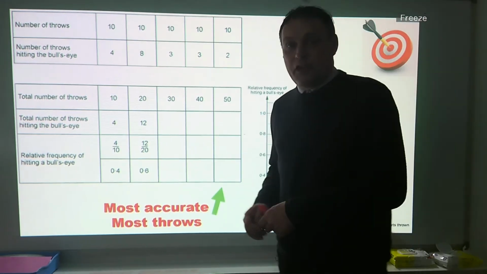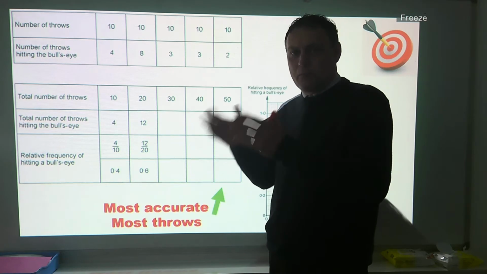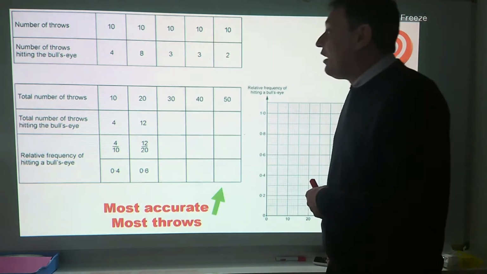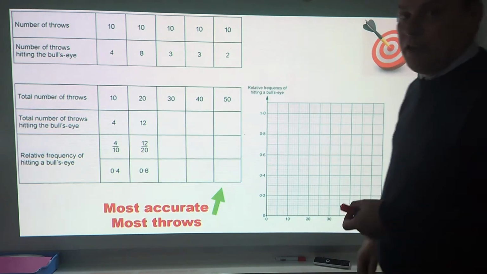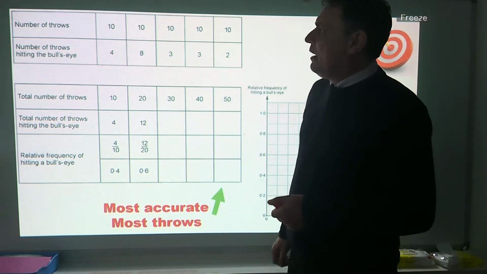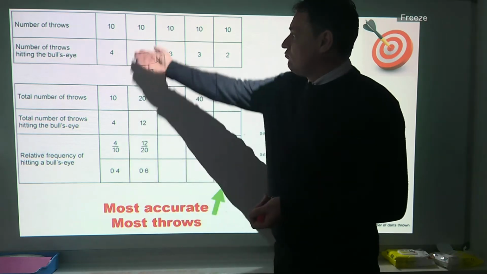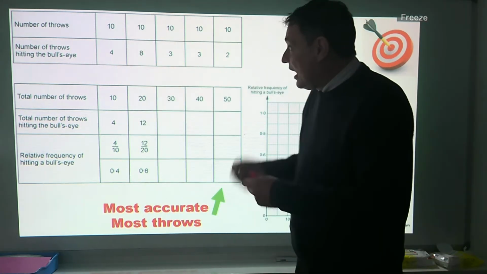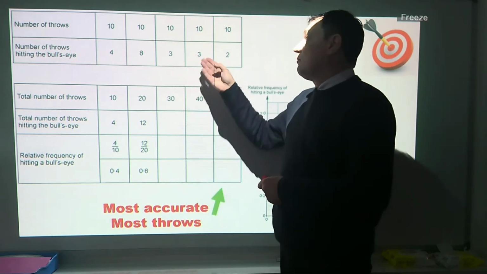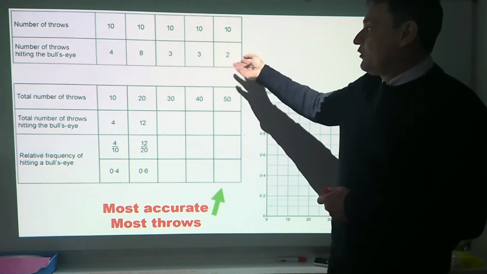Here we've got somebody throwing darts in batches of 10, and we're counting how many times they hit the bullseye, which is the middle piece of this dartboard. The first batch of 10 hits the bullseye 4 times. The second batch hits 8 times. The third, 3, and so on, 3 and 2 there.